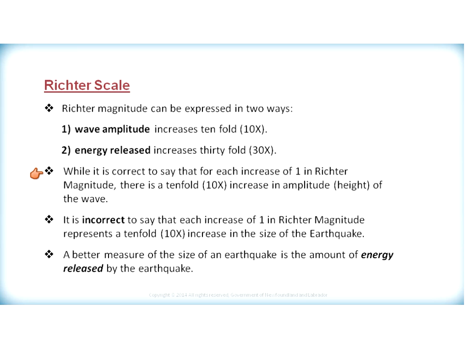While it is correct to say that for every increase of 1 of Richter magnitude, there is a 10-fold increase in amplitude of the wave, it is incorrect to say that each increase of 1 in Richter magnitude represents a 10-fold increase in the size of the earthquake. A better measure of the size of an earthquake is the amount of energy released by the earthquake.